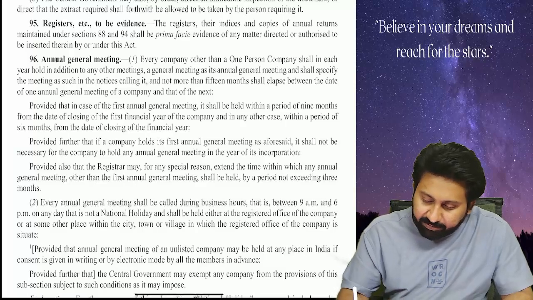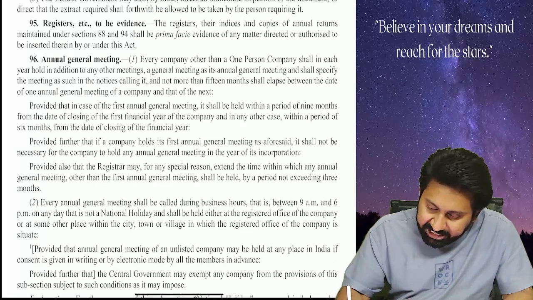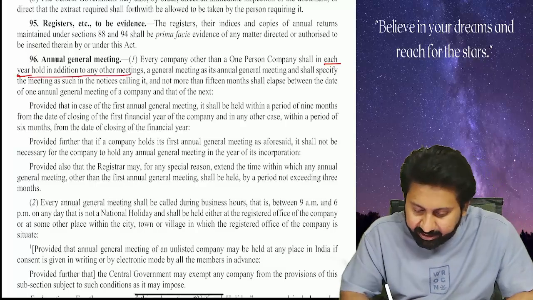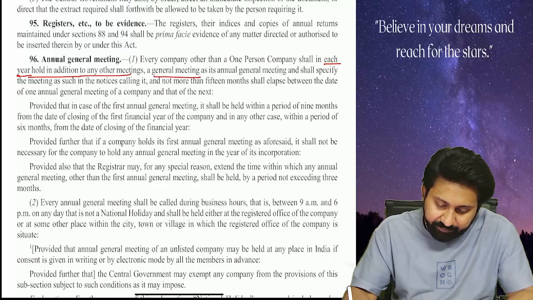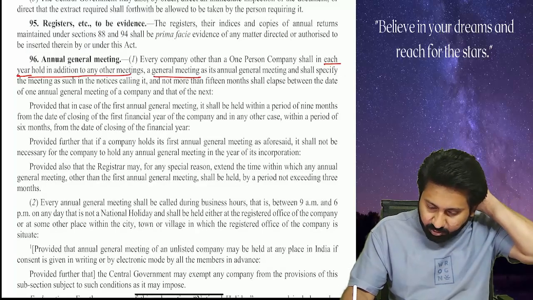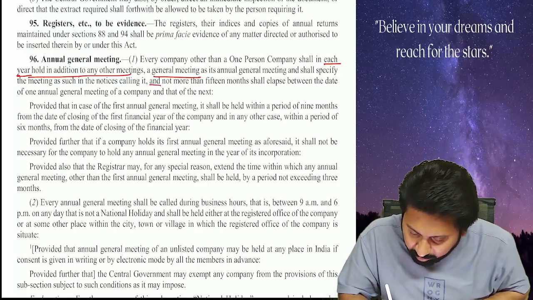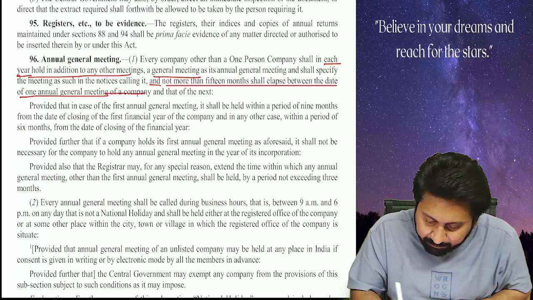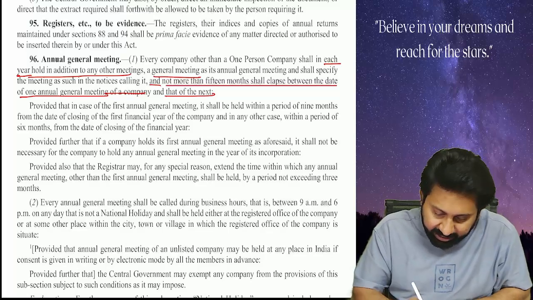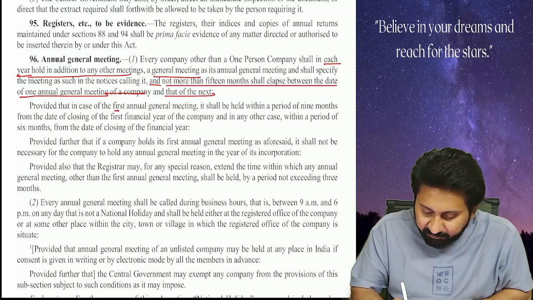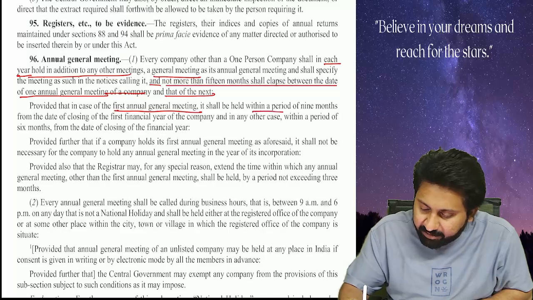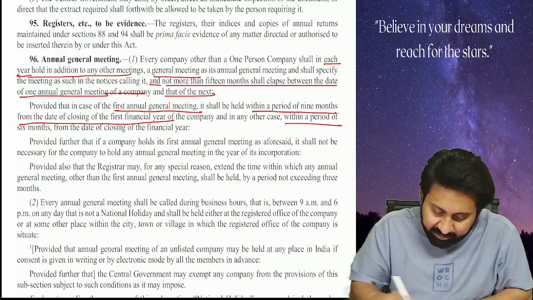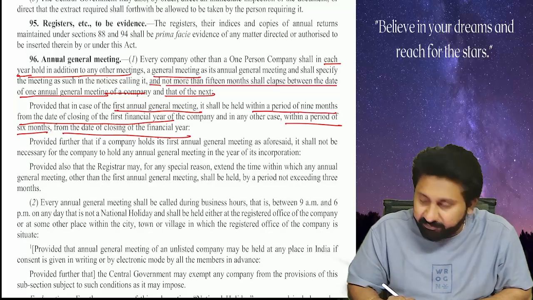Every company other than one person company shall in each year hold, in addition to any other meetings, a general meeting as its annual general meeting and shall specify the meeting as such in the notices calling it, and not more than 15 months shall elapse between the date of one AGM of the company and that of the next. Provided that in case of first annual general meeting, it shall be held within a period of 9 months from the date of closing of the first financial year, and in any other case within a period of 6 months from the date of closing of financial year.